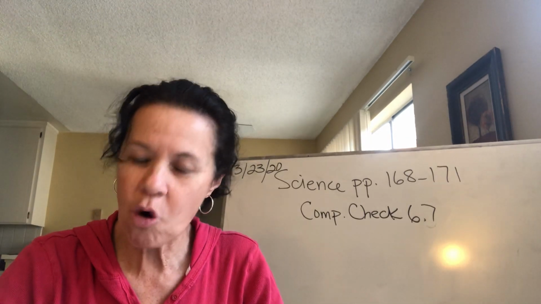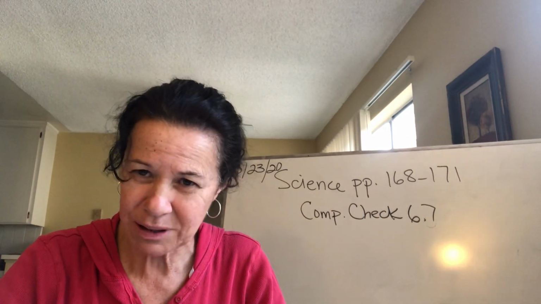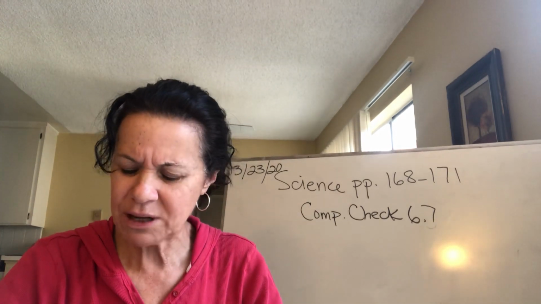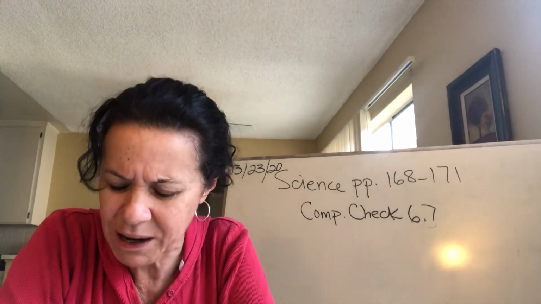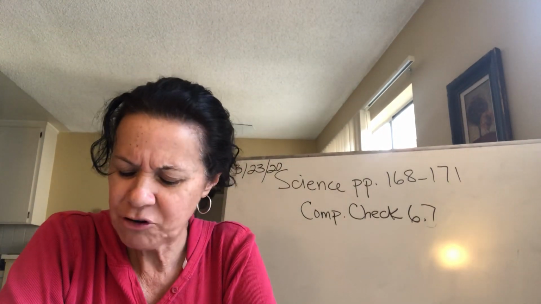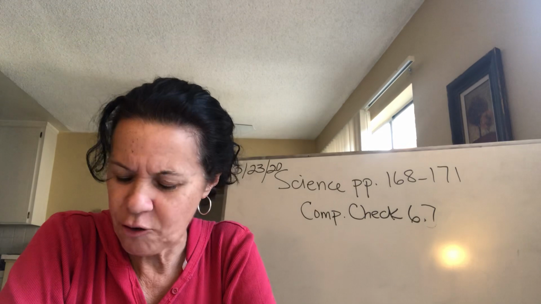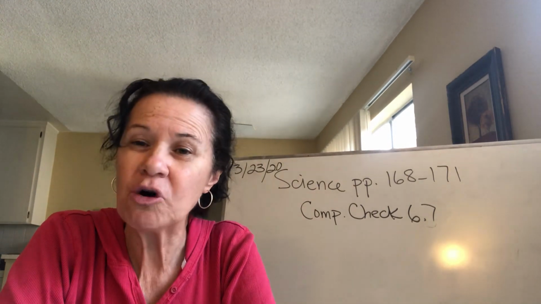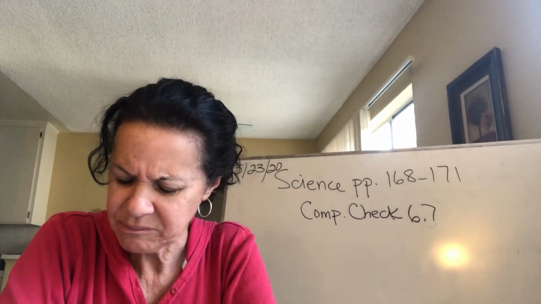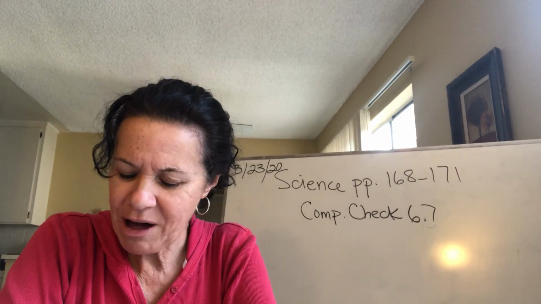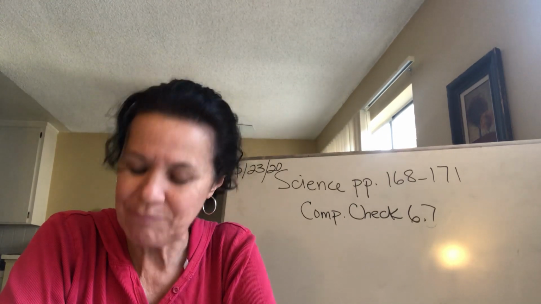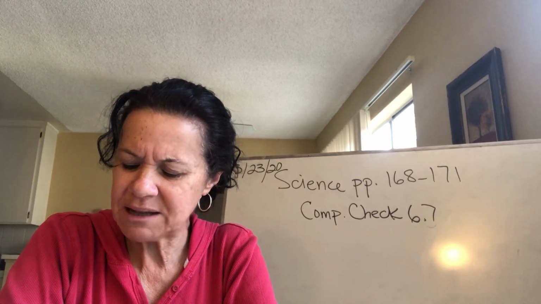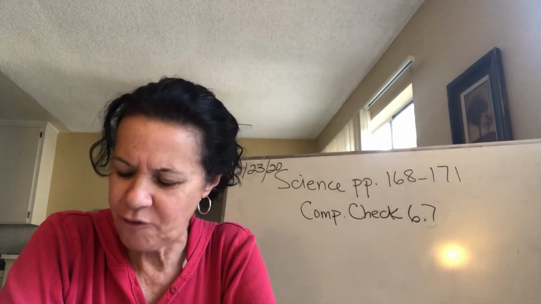Okay, so the first thing I want you to do is look on your templates, and let's look at our questions so we can look at some of the key terms. All right, so I'm on page 171, Comp Check 6.7. The questions are: number 1, what is combustion? Number 2, what are the 2 ingredients for combustion? Number 3, what type of engine burns fuel inside the engine? Number 4, what type of combustion engine is the steam engine? Number 5, the burning of fuel releases chemical energy in what 2 forms?